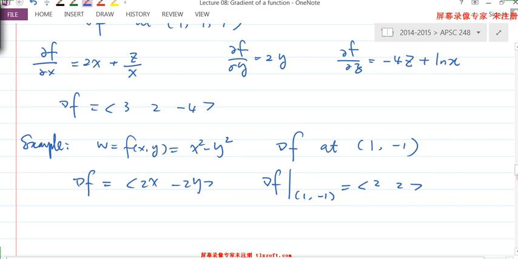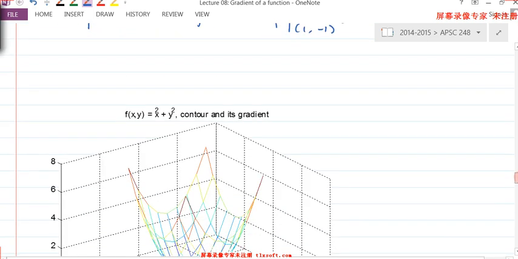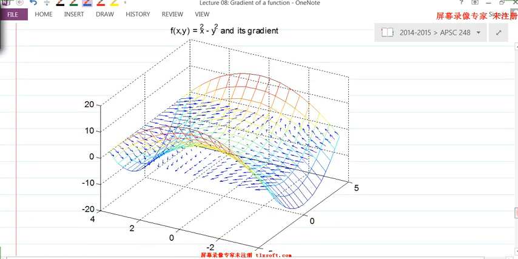Okay. So now, the next thing is, what does it mean? How do we properly draw these things? To draw them, you need to roughly know what the original surface looks like. So you look at this function, w equals x squared minus y squared. If you recall, in the previous lecture I drew this one. This is actually a saddle surface.